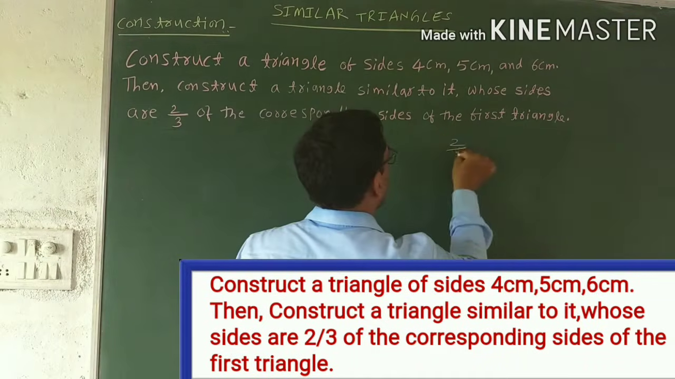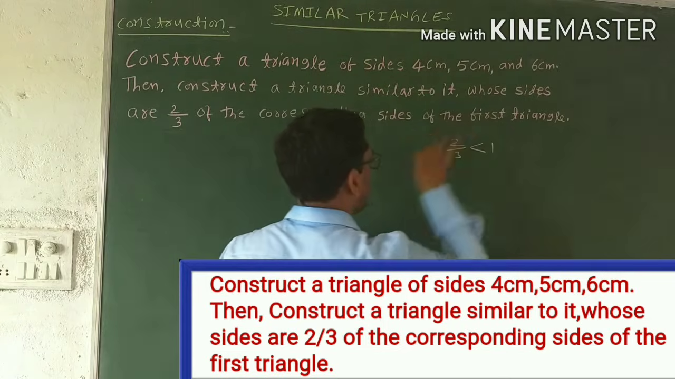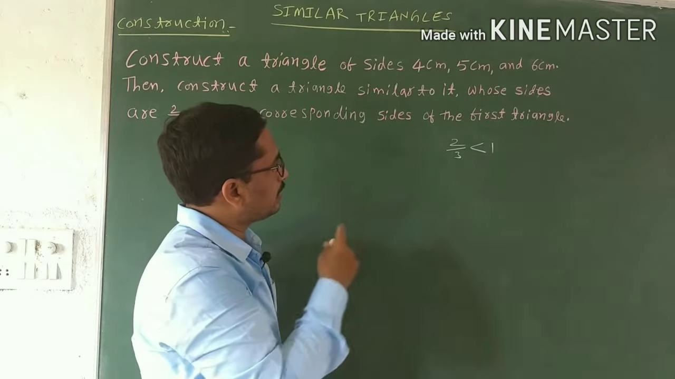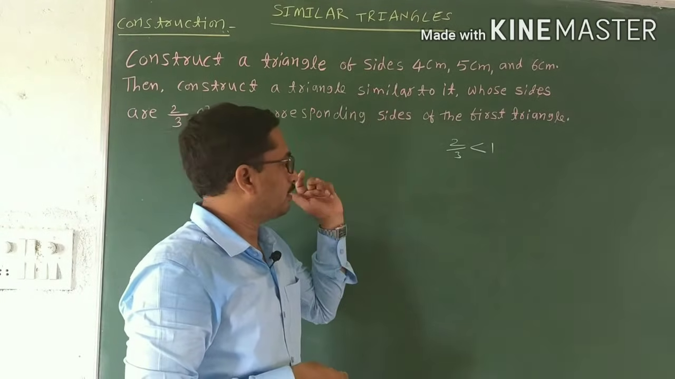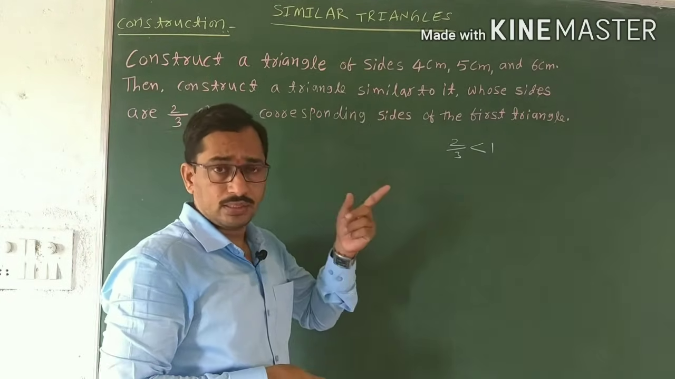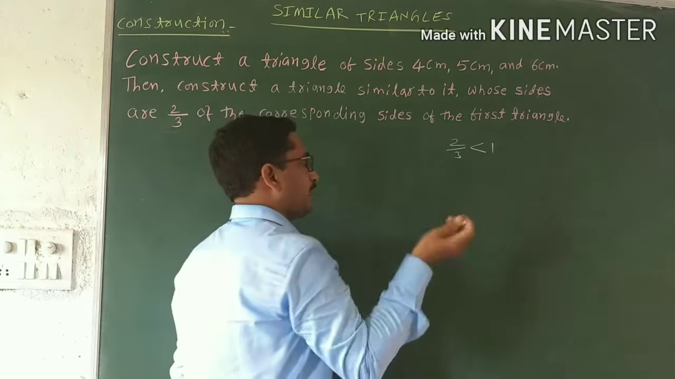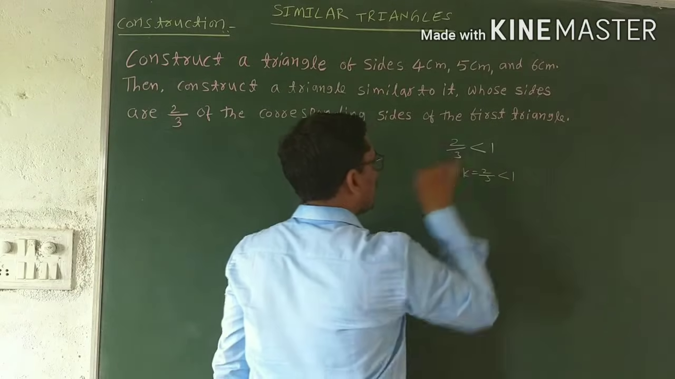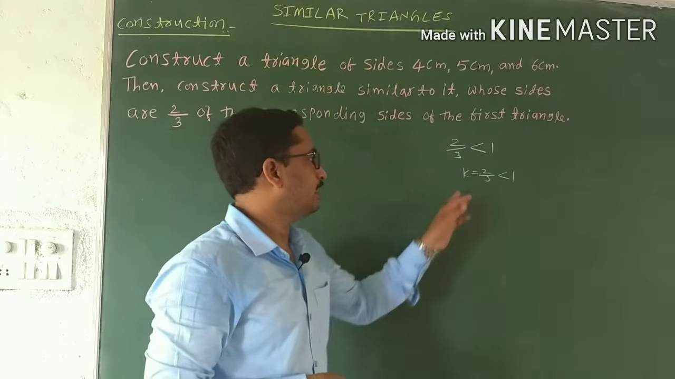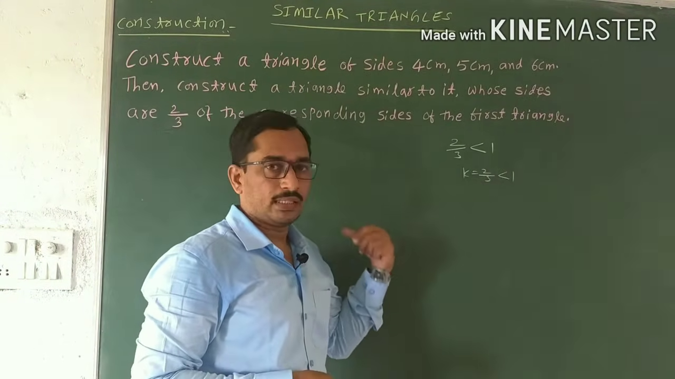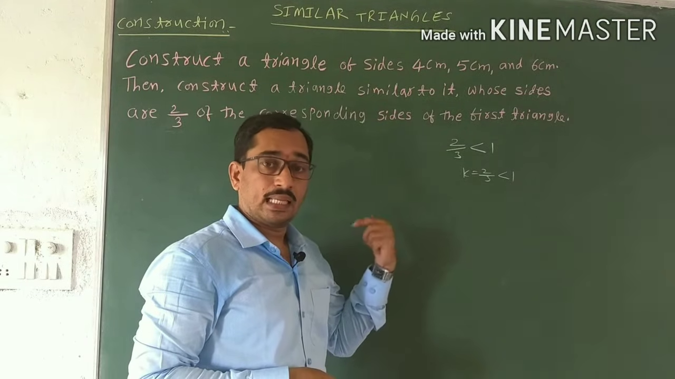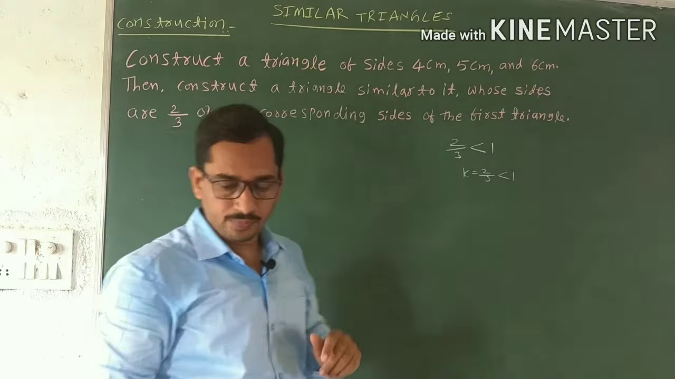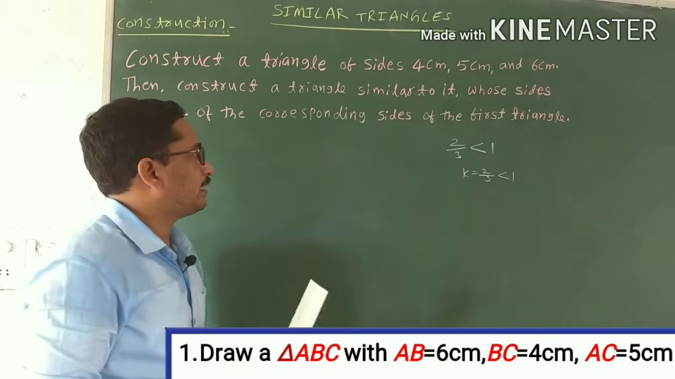See, the value 2 by 3 is less than 1. We already completed the discussion about this topic in the previous videos, the introduction to similar triangles. Again I explain here, the k value is 2 by 3 which is less than 1. So our required triangle lies inside the given triangle, which means it is smaller than the given triangle. So first construct the given triangle.